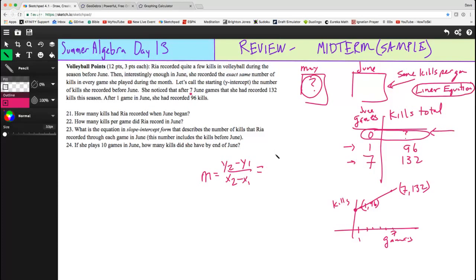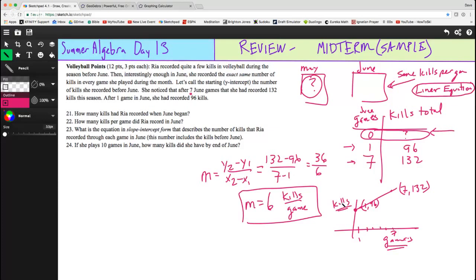So 132 minus 96 over 7 minus 1. So this is 36 over 6. So our slope is 6. And what are our units? Well, it's kills per game. She had 6 kills per game. That's our slope, right? Our y units over our x units.